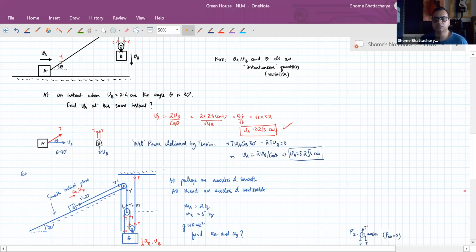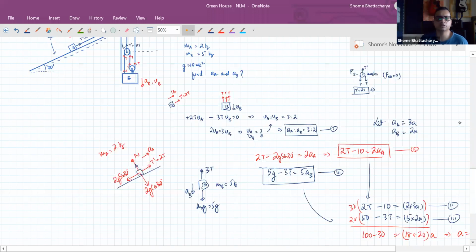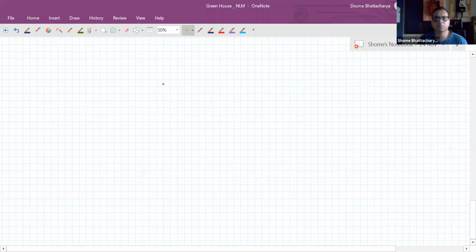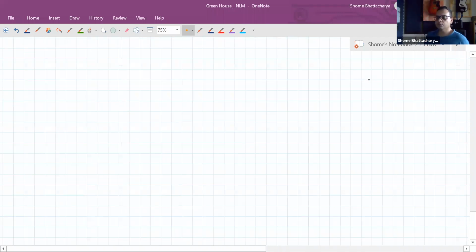Okay. Now next we will move on to questions which will gradually combine some of the concepts that we have learned earlier. For example, we learned the concept of pseudo force earlier. Now here we'll see how we can connect constraint relation with pseudo force. So let us look at our next example.